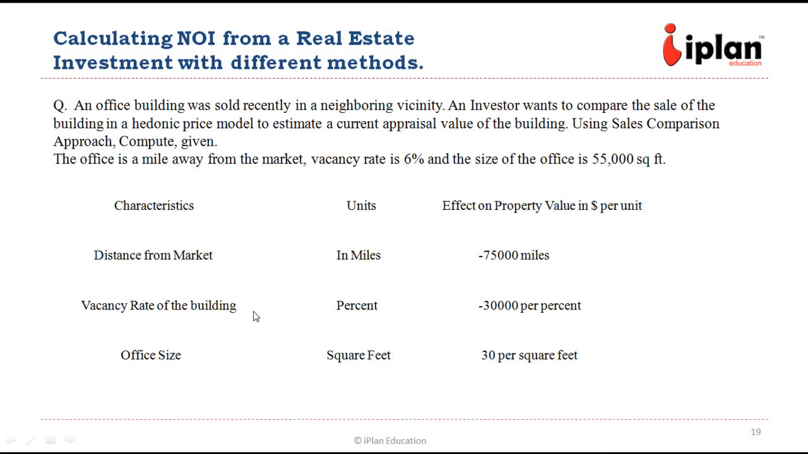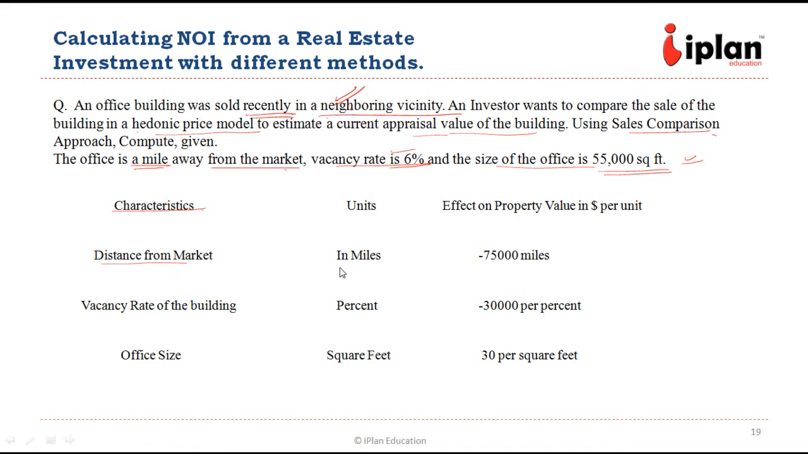Here we are going to use the hedonic price estimate for the sales comparison method. There is an office building which was sold recently in the neighboring vicinity. So we can use this as a benchmark for all other buildings. Now an investor wants to compare the sale of a building in the hedonic price model to estimate the current appraisal of a building. So we are using the sales comparison approach. The office is 1 mile away from the market, the vacancy rate is 6%, and the size of the office is 55,000 square feet. And these are the characteristics given.